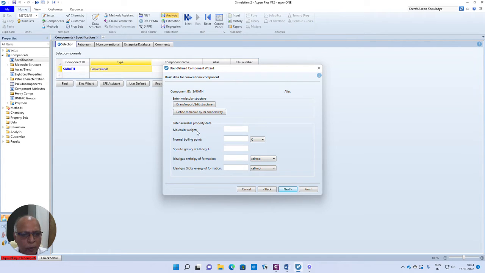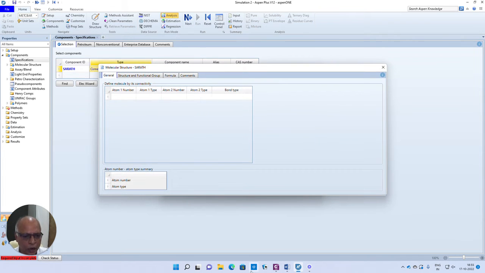So if you know some of these properties, it might help you to predict the properties more accurately. By giving the molecular structure using the group contribution theory, we will be able to estimate the properties for a pure component. Even if I don't know them, still I wanted to go ahead, and I am checking this option for the time being. We will see the first option slightly later. So I am going to define the molecule by its connectivity.